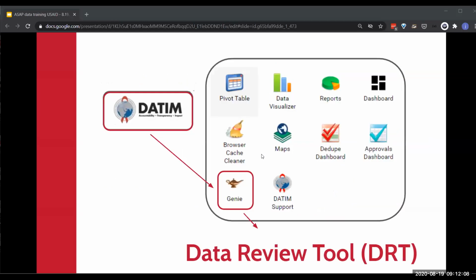Next, we have something called the data review tool. Now, when you log into Datum, in the upper right-hand corner, you have a series of what are called apps. And these are DHIS2 and Datum apps. One of those is called the data review tool. And you access it via the genie. And the genie is the little lamp that you see there.